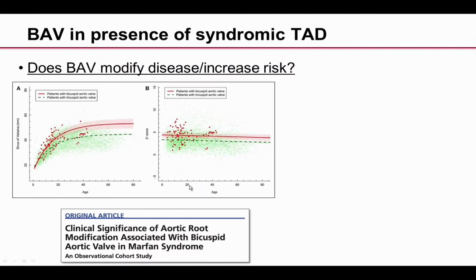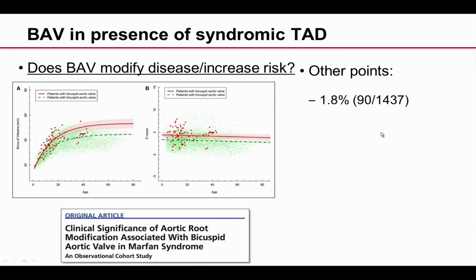So this is a beautiful article done in Marfan syndrome looking at what if you have BAV on top of Marfan syndrome? And the hypothesis was that obviously it increases your risk. If you look at these graphs, I don't know if the y-axis is a little hard to read. This is the diameter of the sinus of Valsalva. This is the Z-score. And definitely the ones in red have BAV. This is on top of FBN1 positive Marfan syndrome. You can see that their aortas are bigger. Okay, no surprise, this is aortic root.